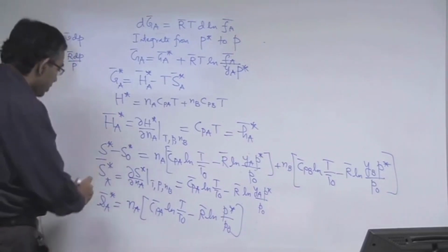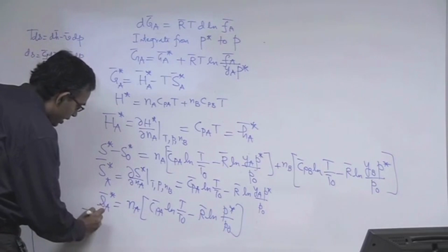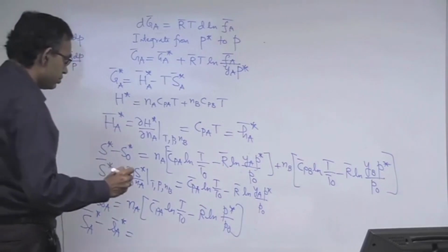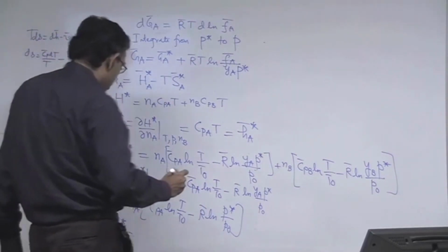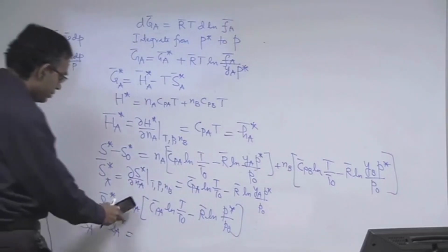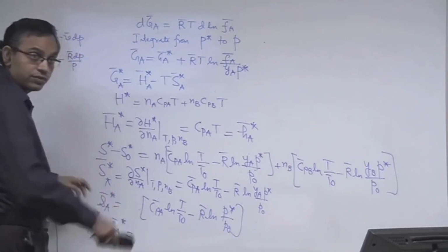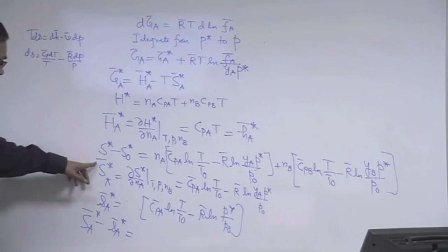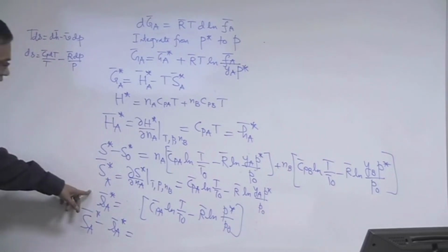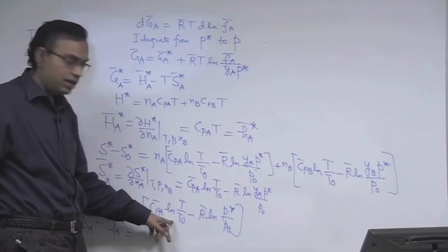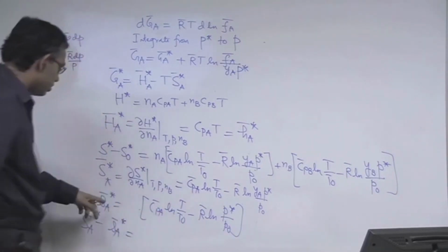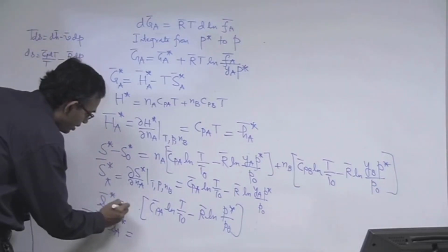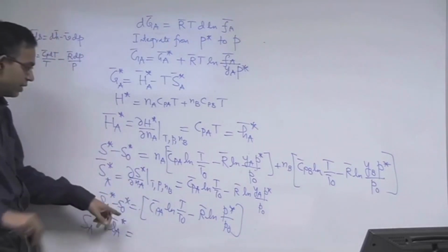So now if you subtract these two, capital S a star minus small s a star is equal to, sorry, this Na will not be there, because this is per unit number of moles of A. So Na is not there, this is a molar property, per unit number of moles. So in S a star minus small s a star, the Cp ln T by T0 term gets cancelled. When you write this, your reference state is the same. So S a star minus S0 star actually, this is the reference state.